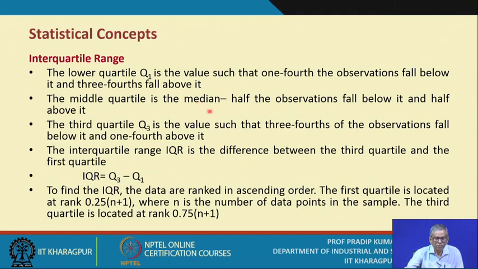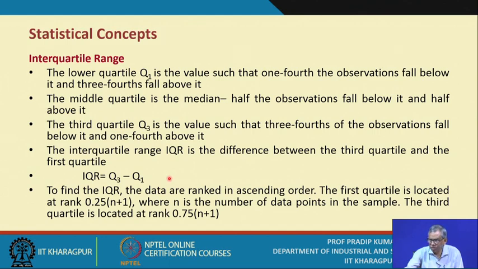The middle quartile is the median. Half the observations fall below it and half above it. Similarly, we have the third quartile, the value such that 3/4 of the observations fall below it and 1/4 above it. I think it's clear to you. So the interquartile range is given by IQR = Q3 minus Q1. This is the traditional practice.